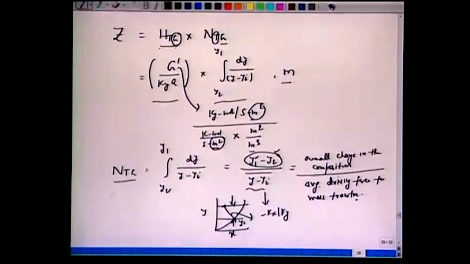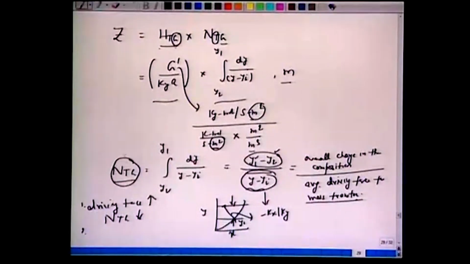So, we have number of transfer units as a ratio of overall change in the compositions per average driving force for mass transfer. It is quite natural that if driving force increases, number of transfer units will decrease. We require only 4 units, 5 units instead of 10 units if the driving force is much larger. So, that is one thing for given compositions. y1, y2 generally are known. Now, the number of transfer units depends upon how large the driving force is. If you have a small driving force, we require a larger number of transfer units.